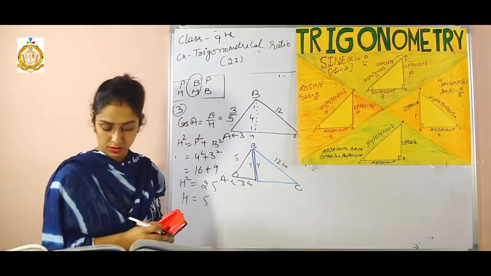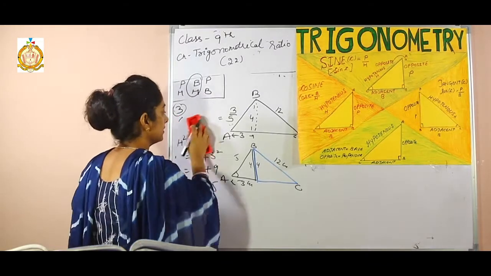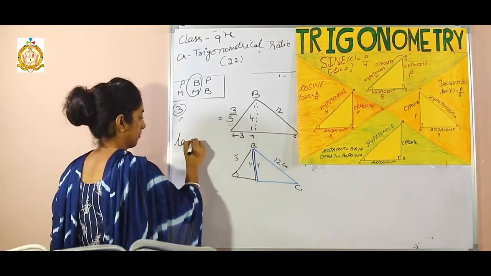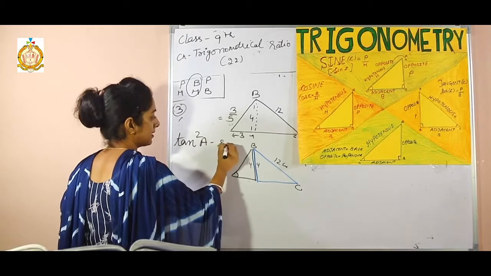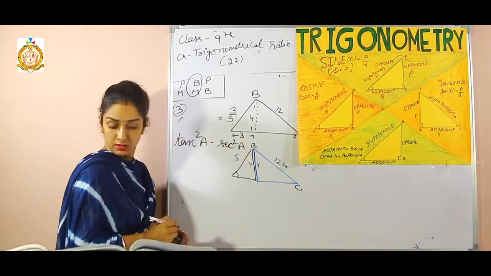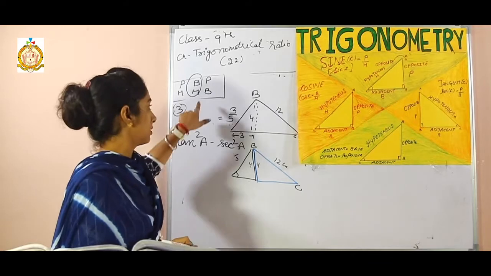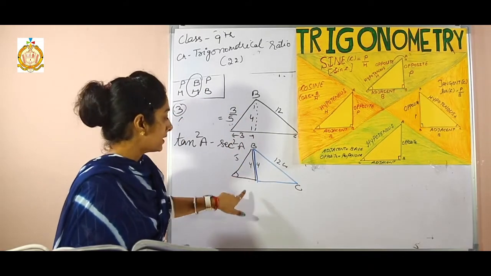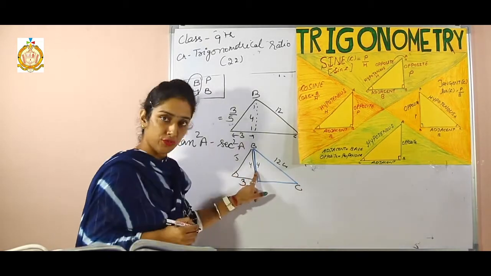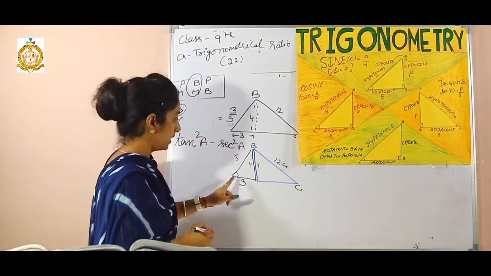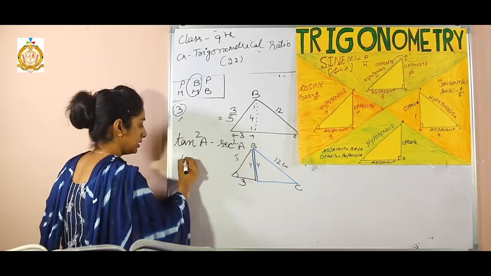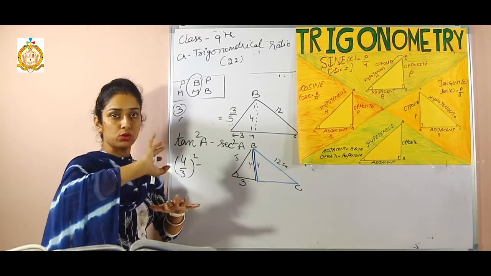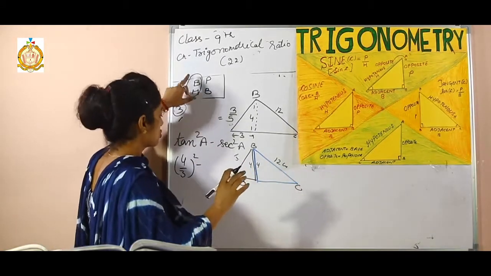Now we have to find, there is another expression, tan square A minus secant square A, right? Now what is tan? Tan is P over B. Now what is P? P is 4 and what is B? B is 3. Means (4 by 3) square minus secant, that is the opposite of cos theta, h over b.